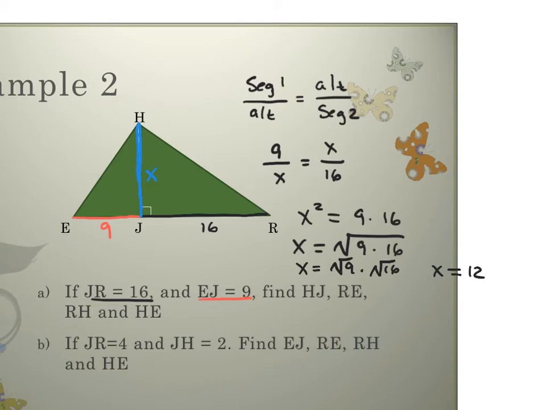So now we know that x, or this one right here, I'm just going to take that out because I'll probably use another x here in a minute. I know that this one here is 12. So HJ is 12.